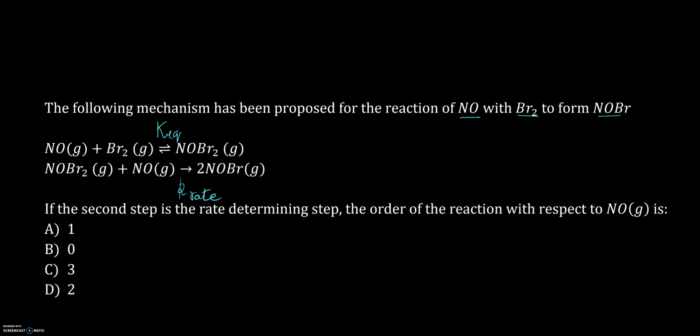All right. Now, the next line reads that if the second step is the rate determinant step, or the RDS, the order of the reaction with respect to NO is what? This is an interesting question. Why is this interesting? We're talking about time, right? If this is a rate determining step, you right away know that this is the slow step, the second one, and this is the fast one. So here we talk about time. And right here, we also talk about energy. If you talk about equilibrium, yeah, this is an energy idea.